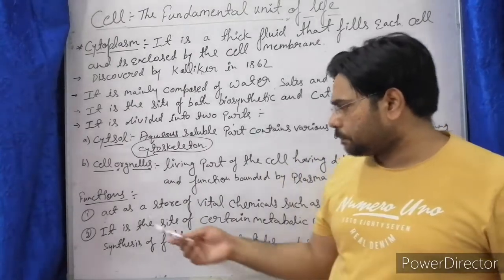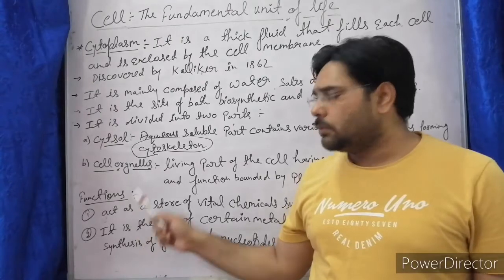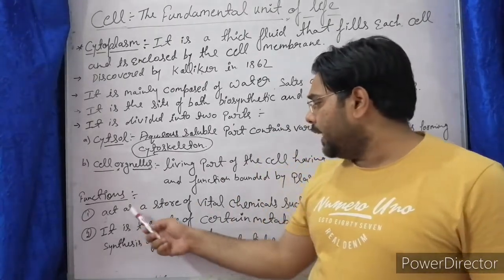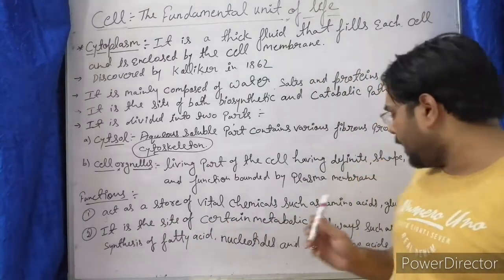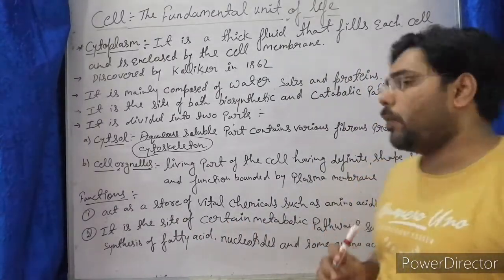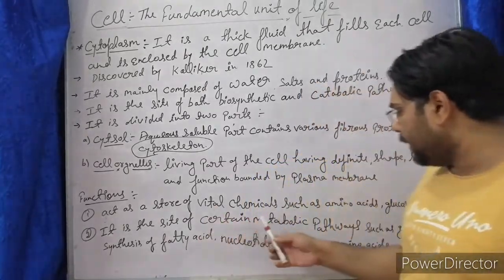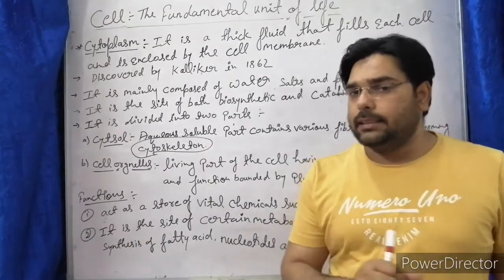Okay students, now what is the function of cytoplasm? There are basically two functions of cytoplasm. First, it acts as a storage of vital chemicals such as amino acids, glucose, vitamins and ions. So it stores some vital chemicals such as amino acids, glucose, vitamins and ions, etc.